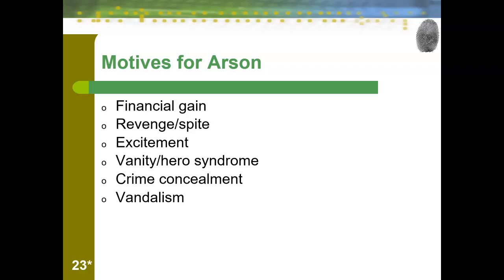Revenge or spite. Revenge or spite is when someone sets something on fire to get back at someone else. A fire investigator once told me a story about a case he investigated where one neighbor had borrowed the other neighbor's tools and never returned them, so the first neighbor lit their house on fire. That would be revenge, I guess. Excitement, setting a fire because you like the way it makes you feel. You commit arson not because you have anything to gain, you just like how it makes you feel.